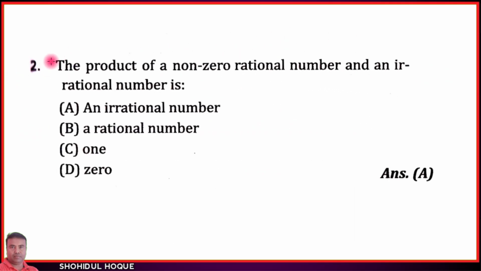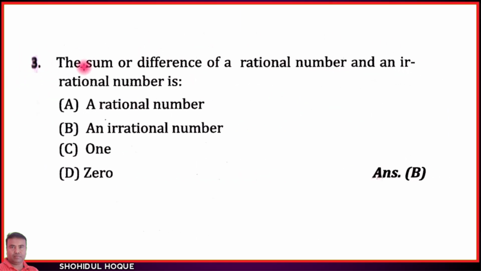Alright. Next question number 2. The product of a non-zero rational number and an irrational number is option A, an irrational number, option B, a rational number, option C, 1, option D, 0. Correct option A, an irrational number. Remember, when a non-zero rational number and an irrational number are multiplied, the product will always be irrational.